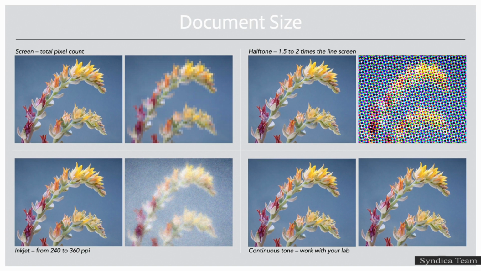So in summary, if you're creating images for screen, you need to know the total pixel count for the area of the device that you're displaying your images on. For the printing press, your document is going to need to be 1.5 to 2 times the line screen, the LPI, in resolution, which is PPI. For inkjet printers, you'll most likely use a resolution between 300 and 360 PPI. And for continuous tone printing, it's really best to ask the lab what resolution they recommend. In the next video, we'll see how to change the document size in Photoshop for specific display and output device.